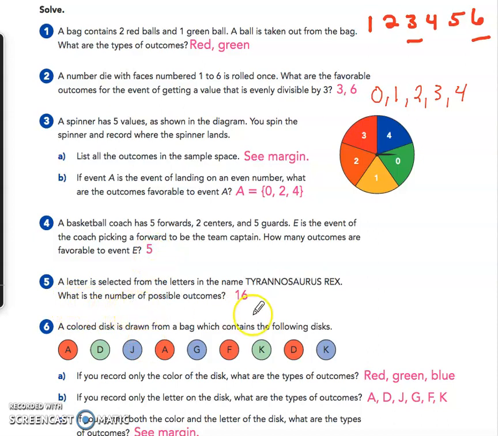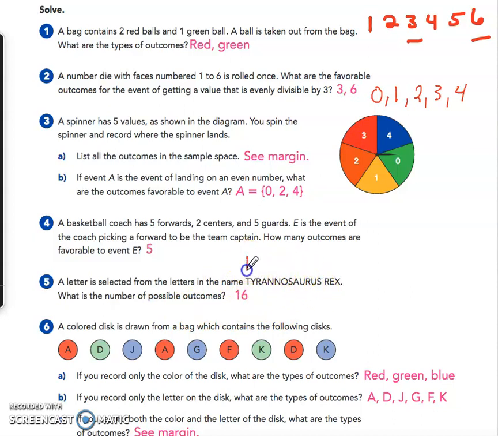For number 5, a letter is selected from the letters in the name Tyrannosaurus Rex. What is the number of possible outcomes? There are 16 possible outcomes because there are 16 letters here. But now just keep in mind, if the question said what are the types of possible outcomes, well, I would have to go ahead and list all the letters.